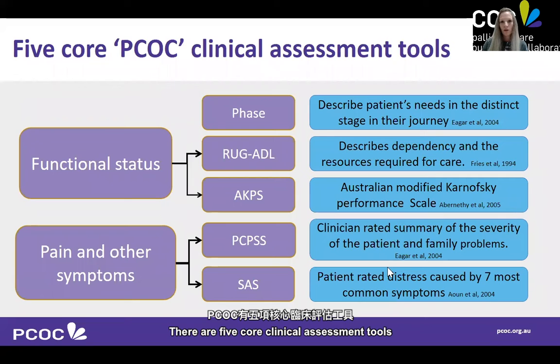There are 5 core clinical assessment tools that are used in PCOC. The palliative care phase. There are 4 phases that describe the patient's needs in the distinct stage of their journey. Functional status is measured by the Resource Utilisation Group's activities of daily living, or the Australia Modified Karnofsky Performance Status Scale. Pain and other symptoms are measured by the Palliative Care Problem Severity Score and the Symptom Assessment Scale.